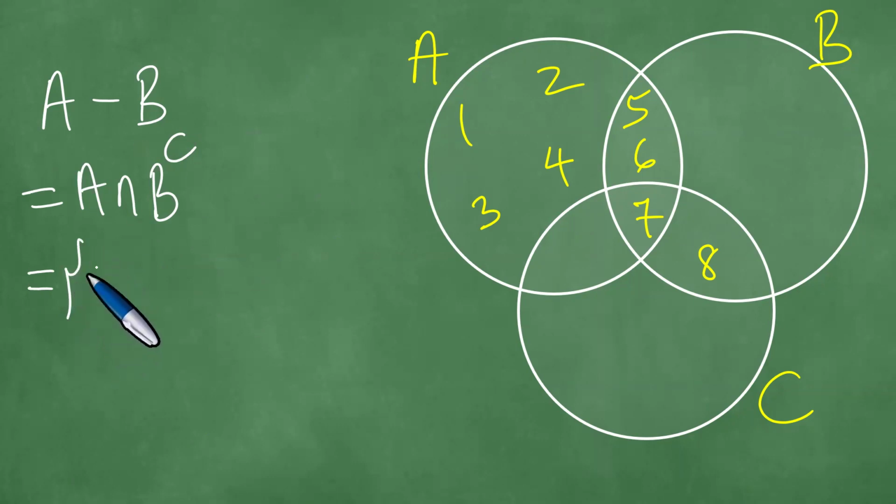Right, so from A, if you remove B, you are left with 1, 2, 3, 4. Okay, 1, 2, 3, 4. Like this.